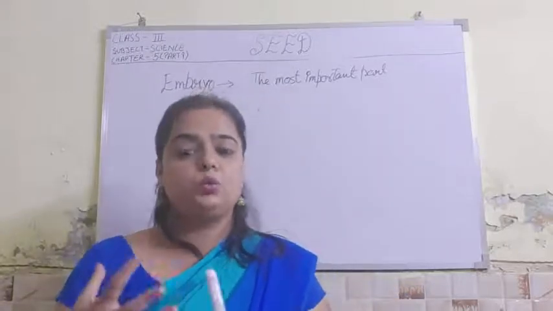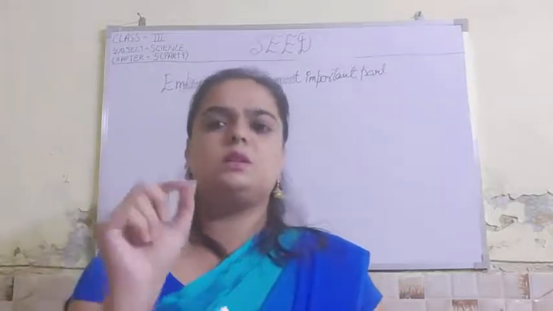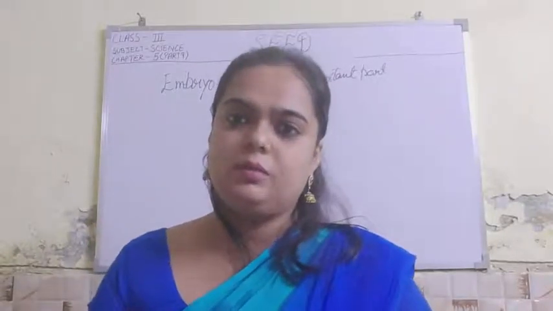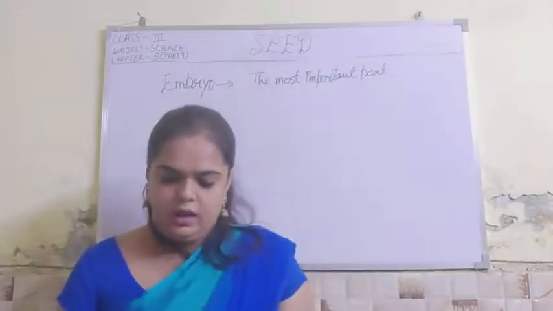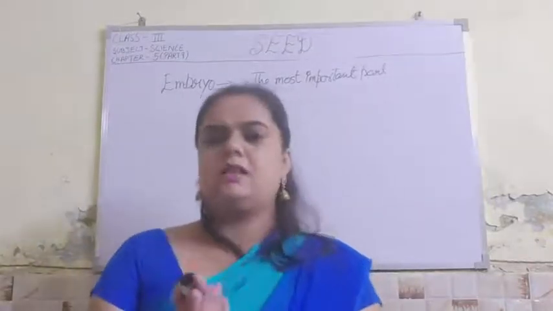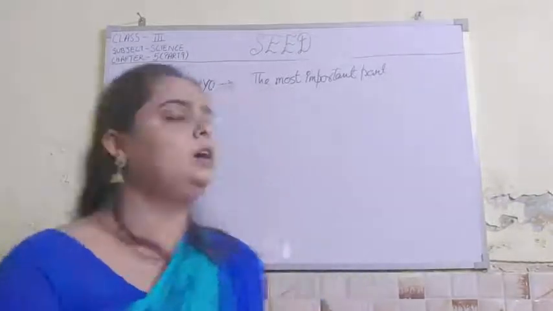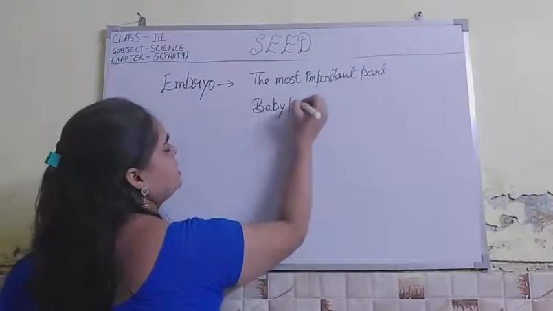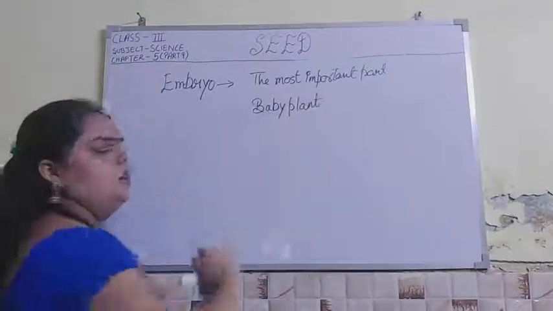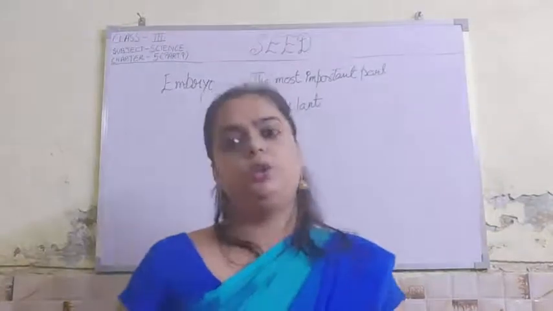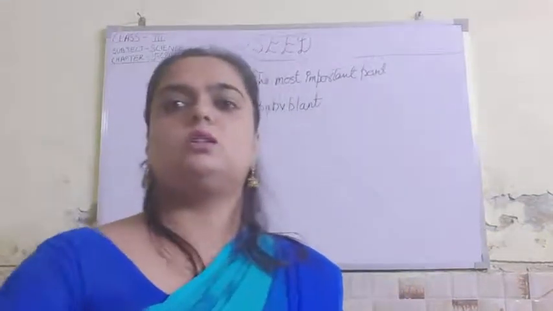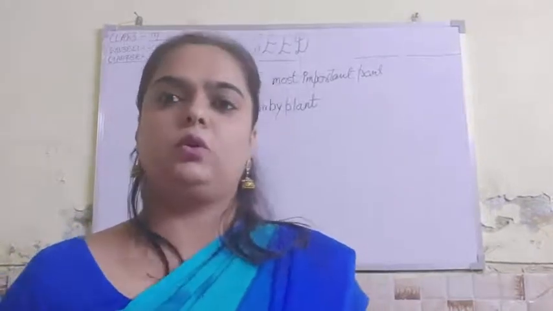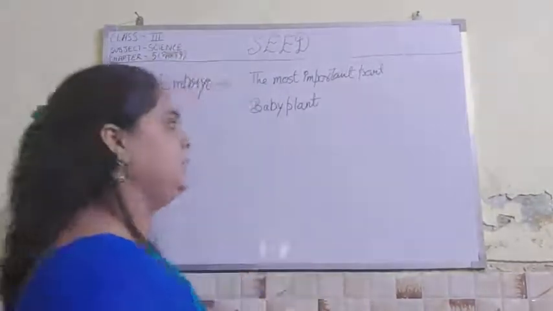The primary root, the first root, emerges during germination. It emerges from the embryo. Children, the embryo is the baby plant that grows into a new plant. This was regarding the embryo. And the third part is the seed leaves.